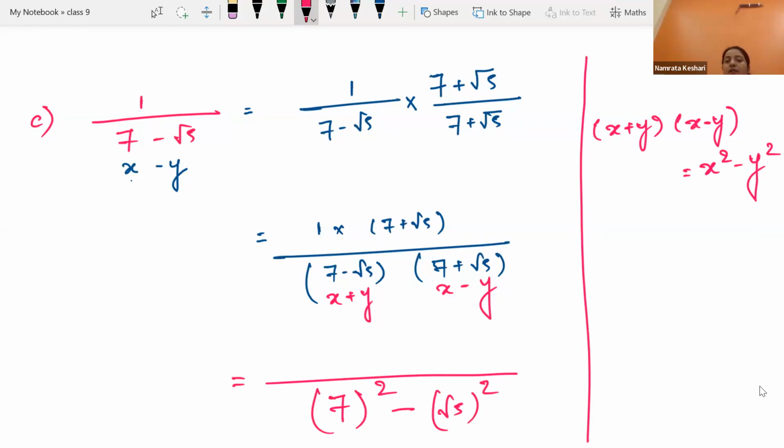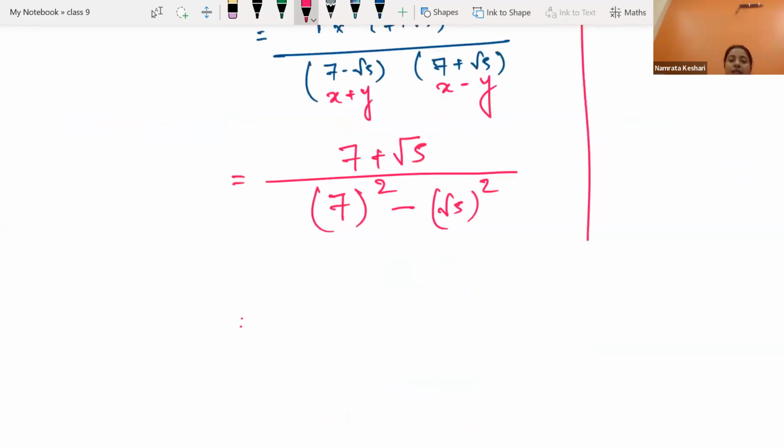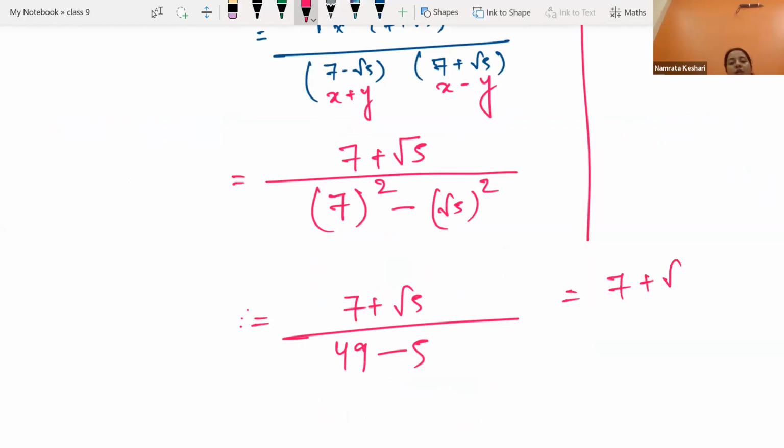But the numerator is containing a square root now. That is completely okay. That is completely allowed. So we ended up getting 7 plus root 5 by 7 square means 49, and root 5 square, just now we realized root 2 square is just 2, root 3 square is just 3, root 5 square is just 5. So we are having 7 plus root 5 over 49 minus 5 will be 44. Any doubt?